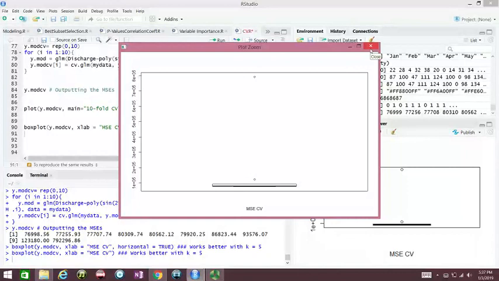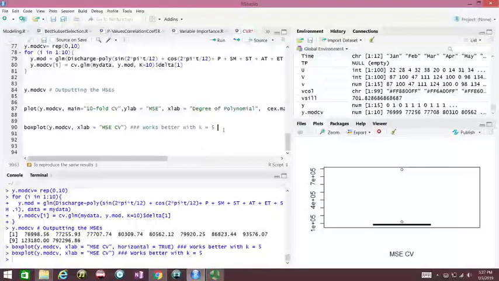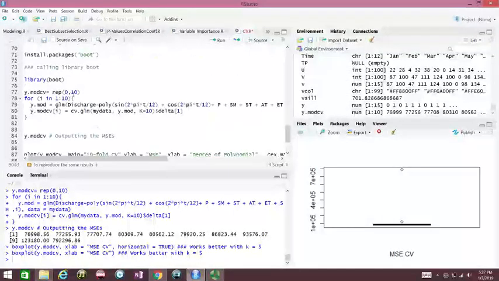Basically, the box plots for this data set don't give a good result. So with K equal 5 is better than K equal 10. So let's go to 5. K equal 5.